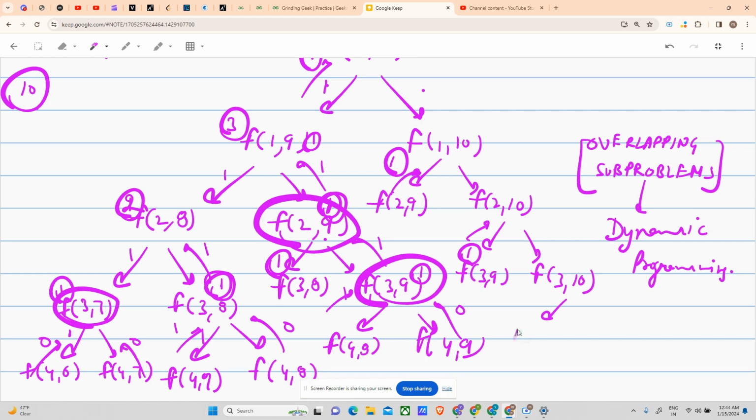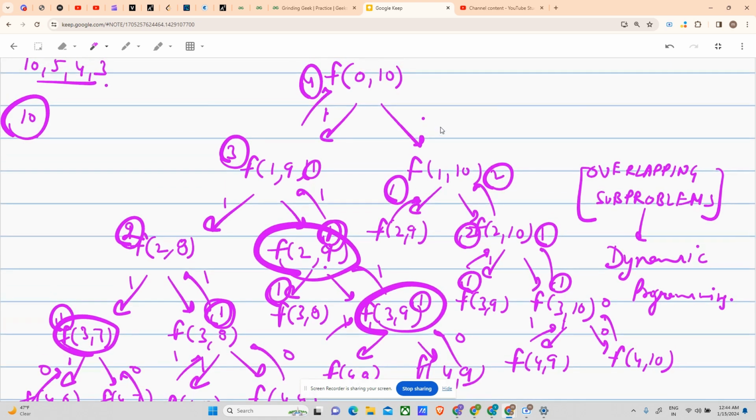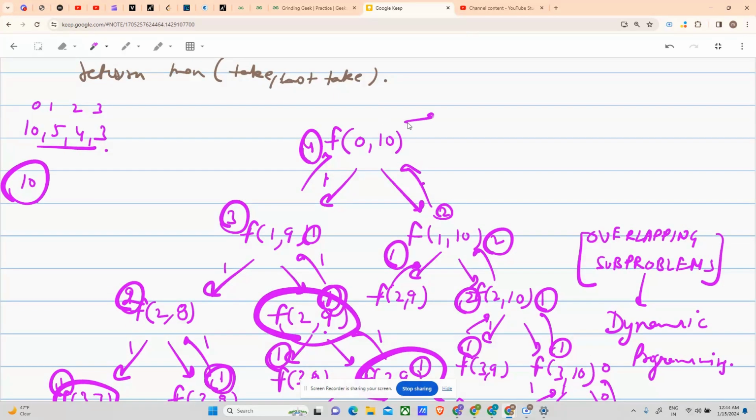F of 3 comma 10 will handle f of 4 comma 9 or f of 4 comma 10. Now it will return 1 because we have bought 1, and it will return 0. So 1, it will return 1. It is actually returning 2 because it will be 1 here, so 2. Now 2 is maximum, so it will return 2 here. Now 2 is maximum, so it will return 2 here. But 4 is already present, so it will return 4 on the driver function. So our answer is 4.